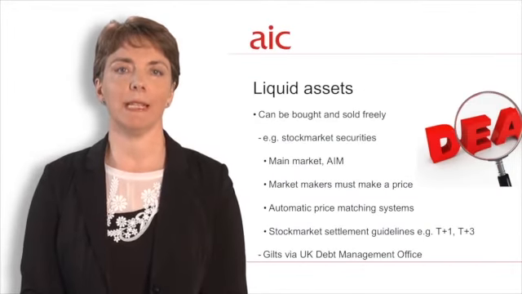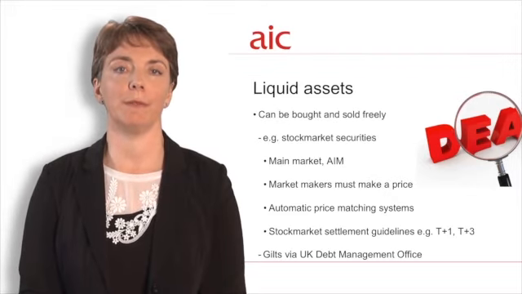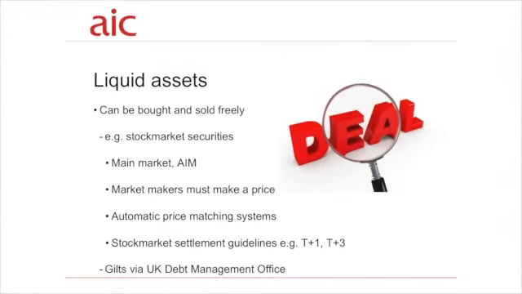So let's start with liquid assets. Those are assets that can be bought and sold freely. They are often stock market securities. The automatic price matching systems will continually make a price at which you can buy. Remember that certain securities have T+1 or even T+3 days for settlement. And gilts are also liquid assets, and we buy those normally from the Debt Management Office.